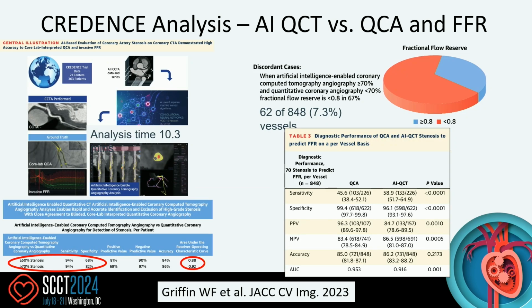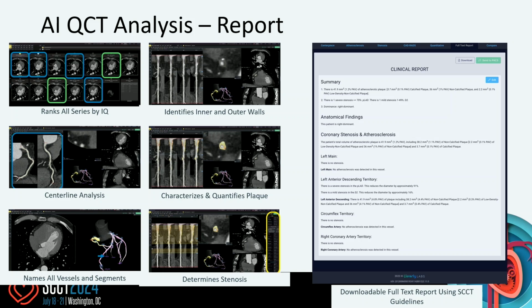Of course, what you care about is also how it compares to your gold standard. These are data from CREDENCE that on the left-hand side show AUC values, sensitivity and specificity for the quantitation of stenosis, AI-QCT versus quantitative invasive coronary angiography, and it is very, very good. Ultimately, you are comparing to FFR as a measure of hemodynamic significance, and the data there are also very good for AI-QCT.